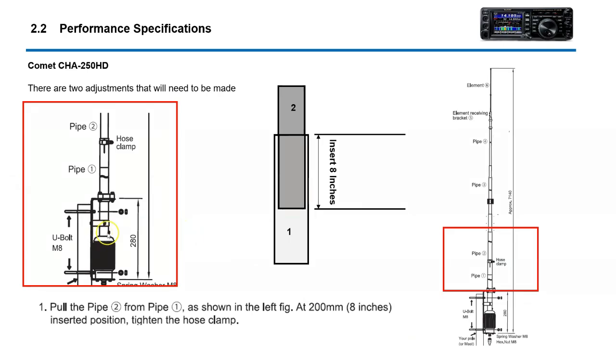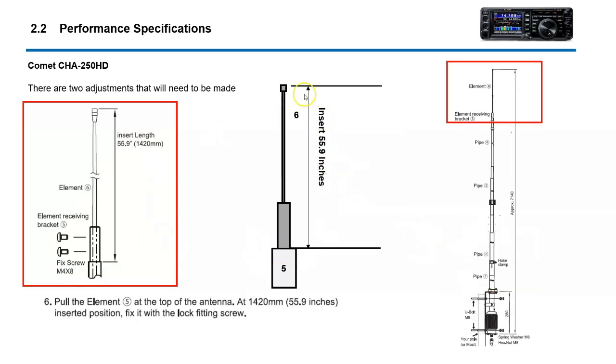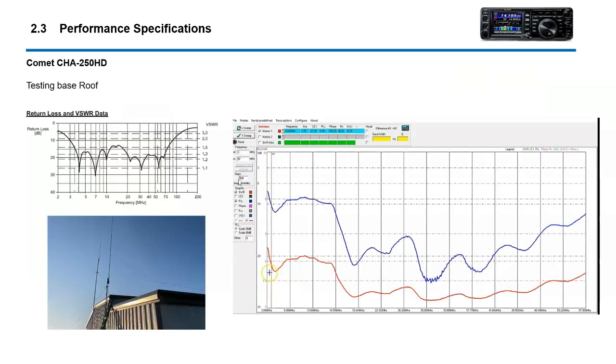The only thing you got to be careful about, there's a couple of installation considerations, and all this is covered on the brochure. You insert pipe 2 into pipe 1 8 inches, and that's very straightforward. The only other measurement that you have to take here is between the end of pole 5 to the top of the beam or the whip. 55.9 inches.